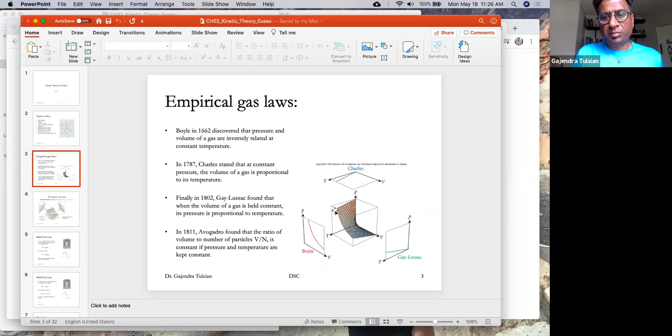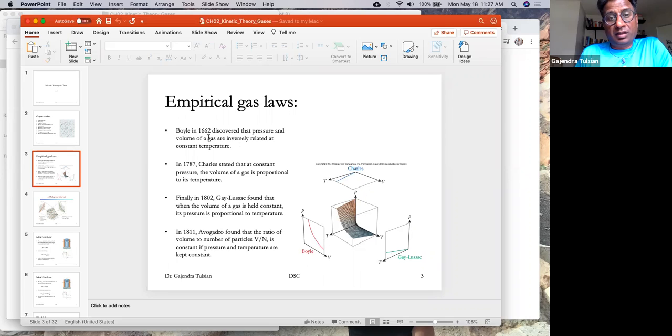If you keep the temperature constant, you're taking a slice perpendicular to the temperature axis, and you get Boyle's law. If you take a slice perpendicular to the pressure axis, you get Charles's law. And if you take a slice perpendicular to the volume axis, you get Gay-Lussac's law. So these are just various slices of this surface.